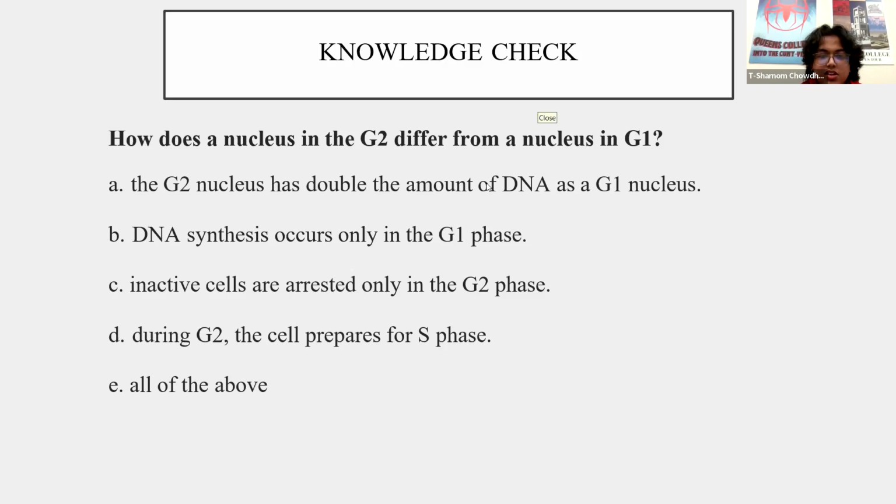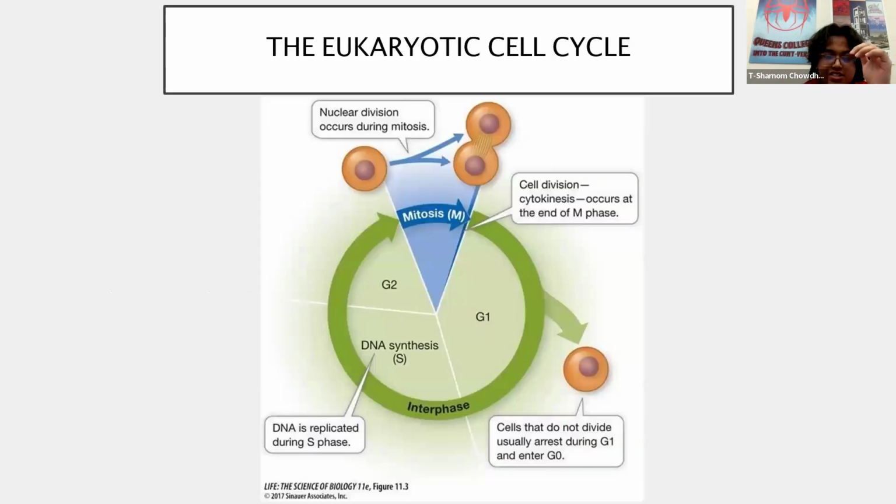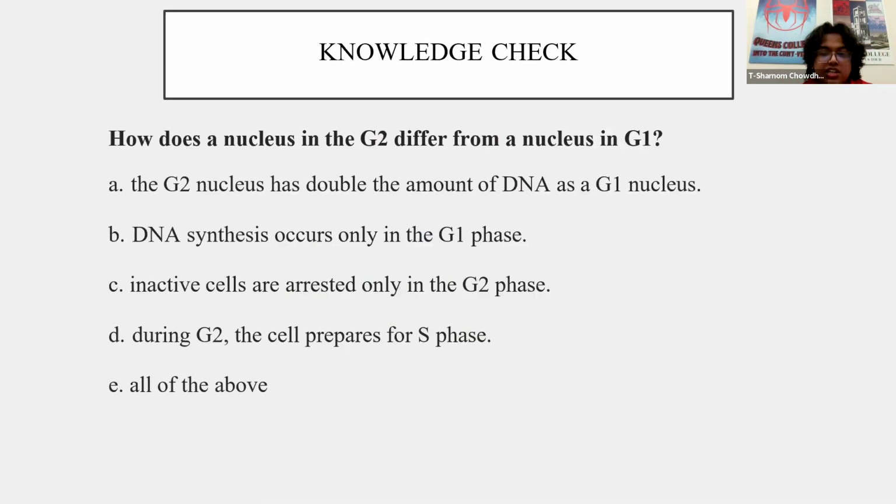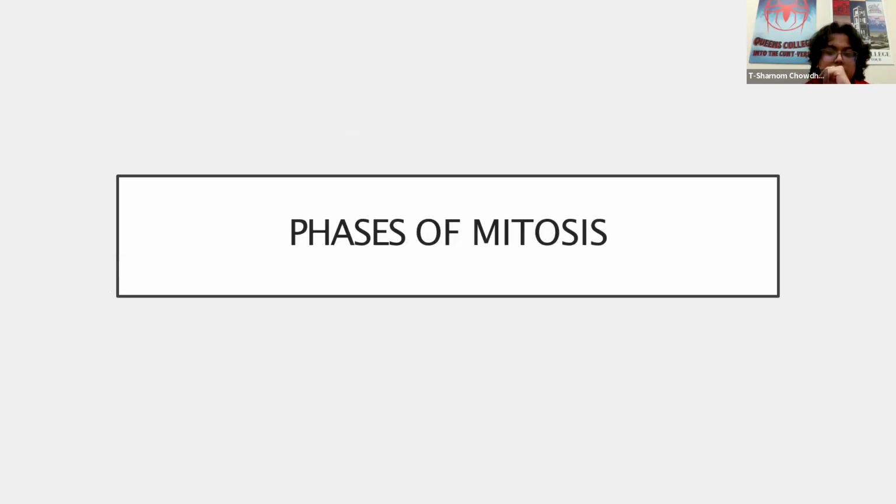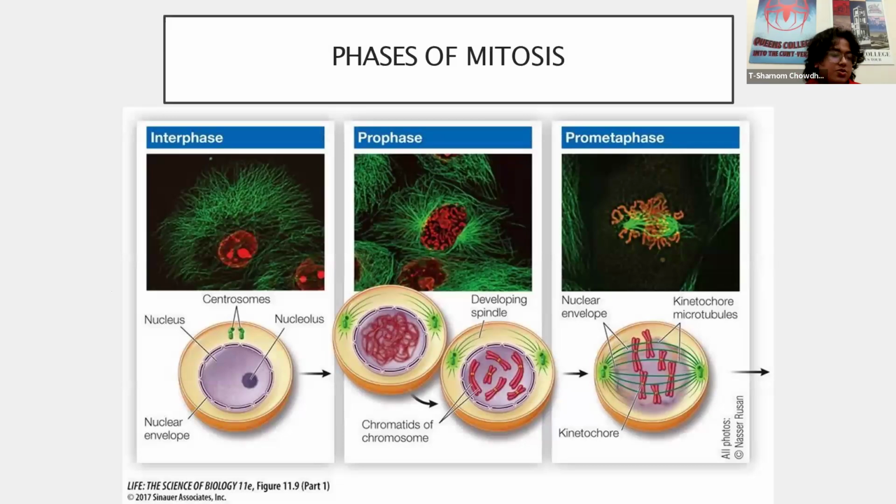Got a few answers. So the correct answer is A. G2 nucleus has double the amount of DNA because it's G1, synthesis, then G2. I saw a B, but the reason it's not B is because DNA synthesis occurs after the G1 phase. As you see here, DNA synthesis, S, occurs after the G1 phase. So G1, S, G2, and G2 nucleus has double the DNA of G1, as that's when it starts to prepare for mitosis. And now we're going to go over mitosis.